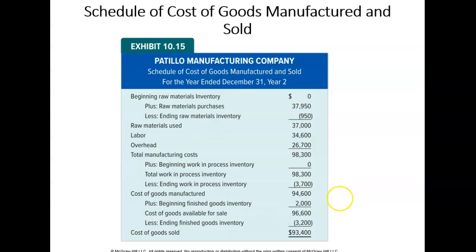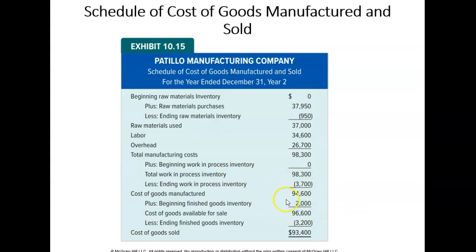$98,300. So now we're saying, what do we have remaining in work in process at the end of the year? That amount was $3,700. Well, we subtract what's remaining from the total amount to get cost of goods manufactured. This is the amount being transferred over to your finished goods inventory account.